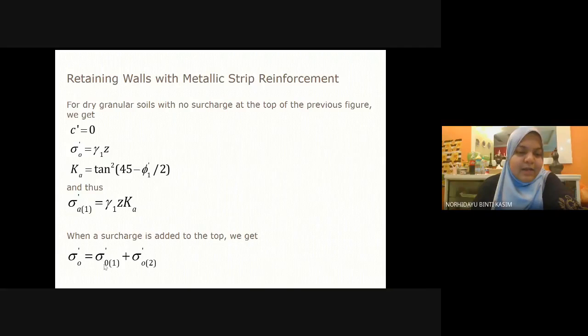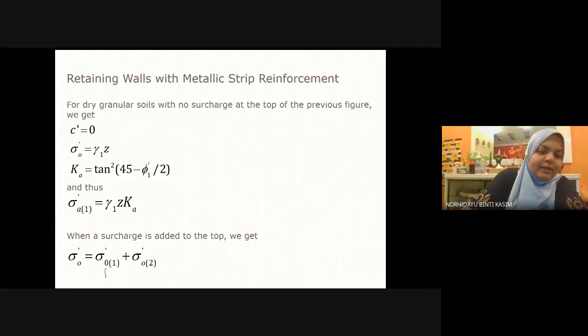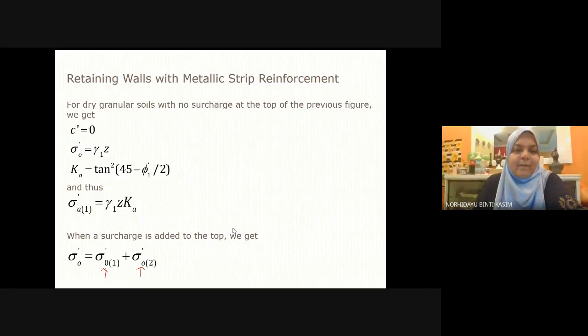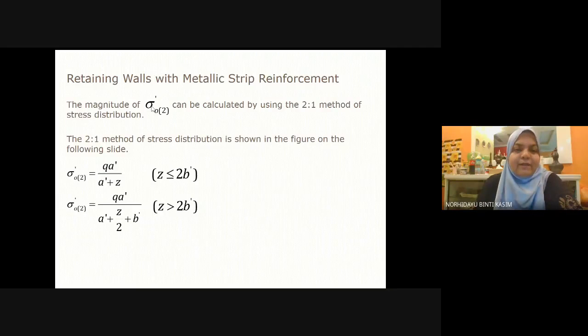Okay, so sigma 0 1 prime is referred to the soil. This one is referred to the surcharge due to the soil itself, the pressure due to the soil itself. And this one, sigma 0 2 prime, is due to the surcharge. The magnitude of sigma 0 2 prime can be calculated using the 2 to 1 method of the stress distribution.